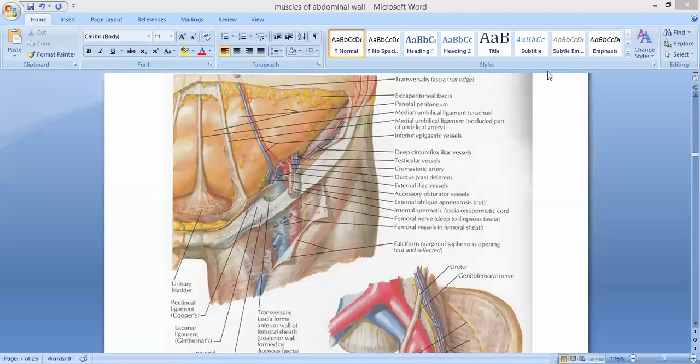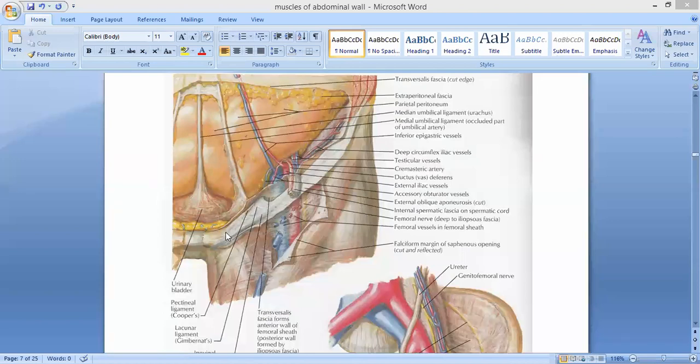...of the dense regular fibrous connective tissue. It's a narrow band of the dense regular fibrous connective tissue in the pelvic region of the body. Right? So you can define it. The inguinal ligament is also called Poupart's ligament, and it is defined as the narrow band of dense regular fibrous connective tissue in the pelvic region.